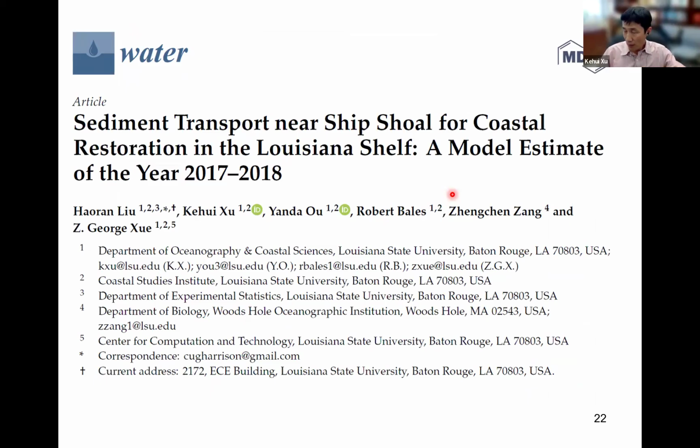So since that publication, we were collaborating with another modeling group. So George Xue joined LSU. We have Yan Da-O and Zhengchen Zhang, who both work in Dr. George Xue's group. So we were looking at the sediment dispersal impact on ship shoal.